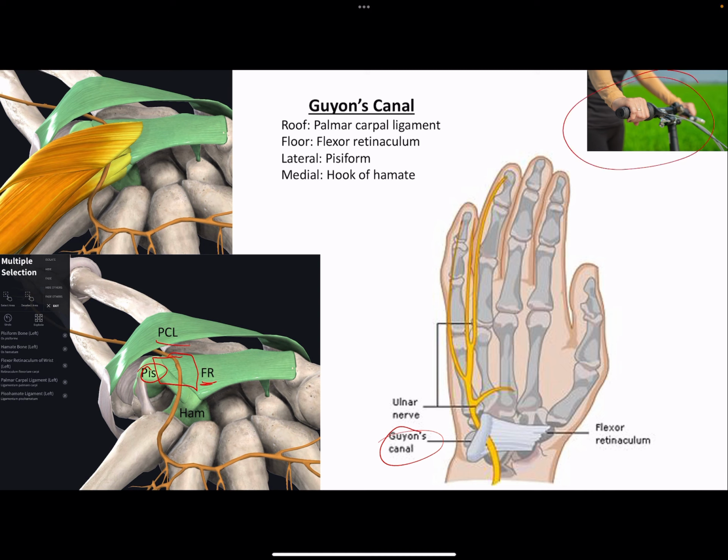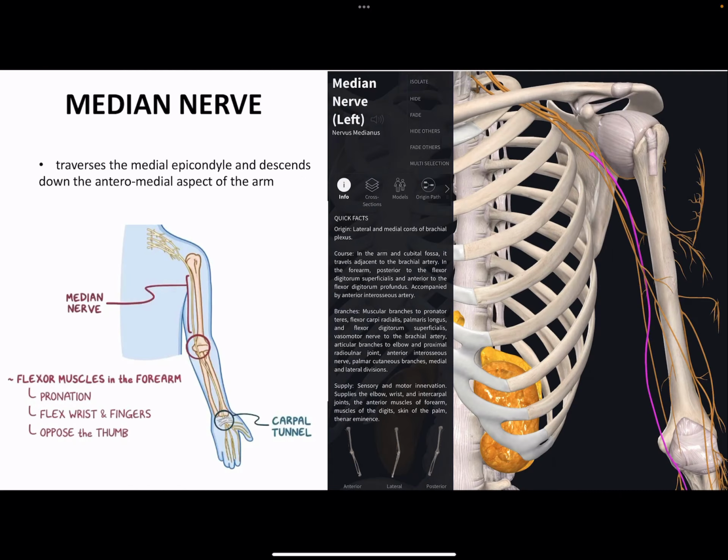If you ride your bike a lot, you might get a little bit of Guyon canal compression. That's a common complaint with cyclists.